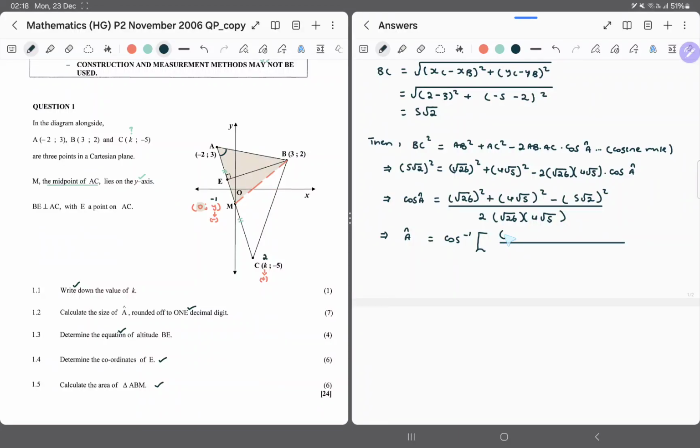So this is going to be the square root of 26 squared plus 4 root 5. Why do I now have 4 root 5? Okay, yeah. Is the 1 squared minus 5 root 2 squared divided by 2 into root 26 into 4 root 5. Okay. Therefore, our angle A.